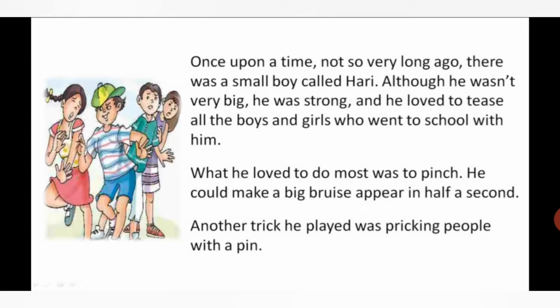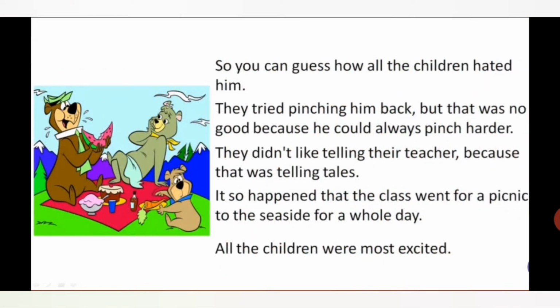What is a bruise? Bruise means an injury by a blow to the body. When we pinch others, a scar appears on the body, like the picture I showed you. So he was able to make a bruise appear in half a second. That means he pricked and pinched so hard. So you can guess how all the children hated him. They tried pinching him back, but that was no good because he could always pinch harder. They didn't like telling their teacher because that was telling tales.